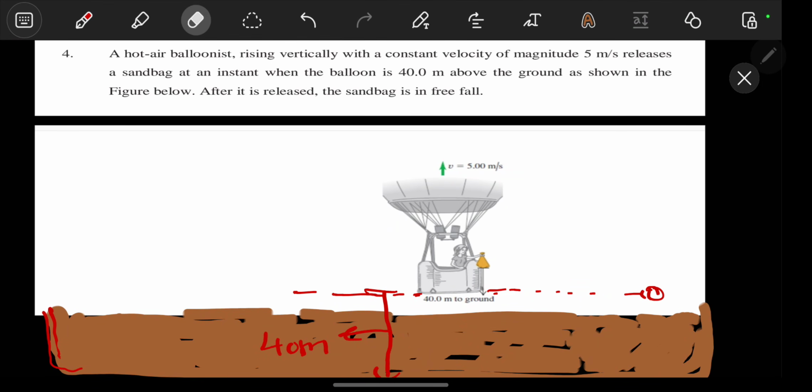So here today we are going to be continuing our freefall problems. So now we have this type of situation. We have been told that a hot air balloonist rising vertically with a constant velocity of magnitude 5 meters per second releases a sandbag at an instant when the balloon is 40 meters above the ground, as shown in the figure below. After it is released, the sandbag is in free fall.